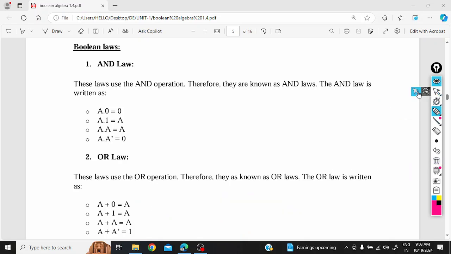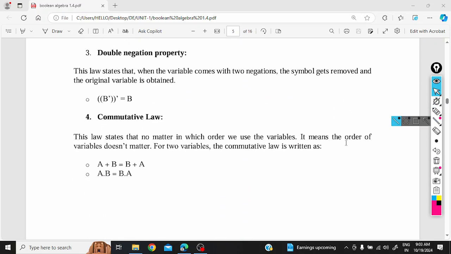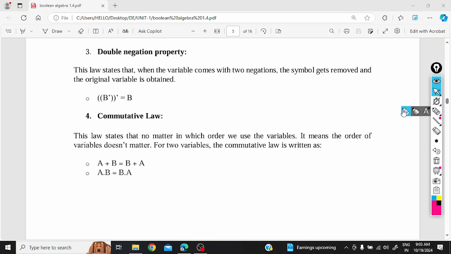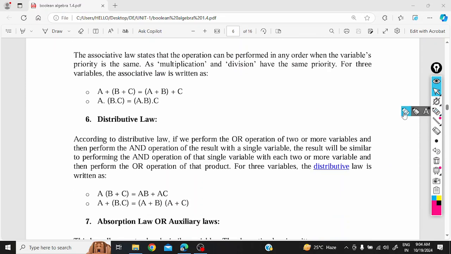The next law is the double negation law. It means if I am representing something two times, here it is given as a bar whole bar. If I am taking a value as 0, 0 bar whole bar: 0 bar is 1, 1 whole bar is 0. So the same element is obtained as output. Commutative law: a plus b is equal to b plus a, and a dot b is equal to b dot a. Next is the associative law.